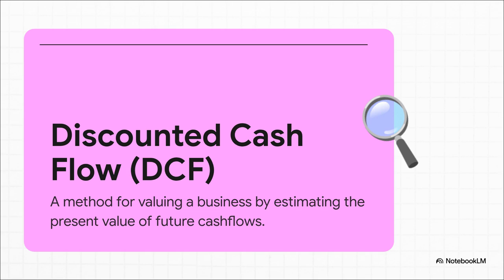The core idea is actually pretty simple. A company's value today is basically the sum of all the cash it's expected to generate in the future. And since a dollar tomorrow is worth less than a dollar today, we discount those future cash flows to figure out what they're worth right now. It's all about making an educated guess about future cash.